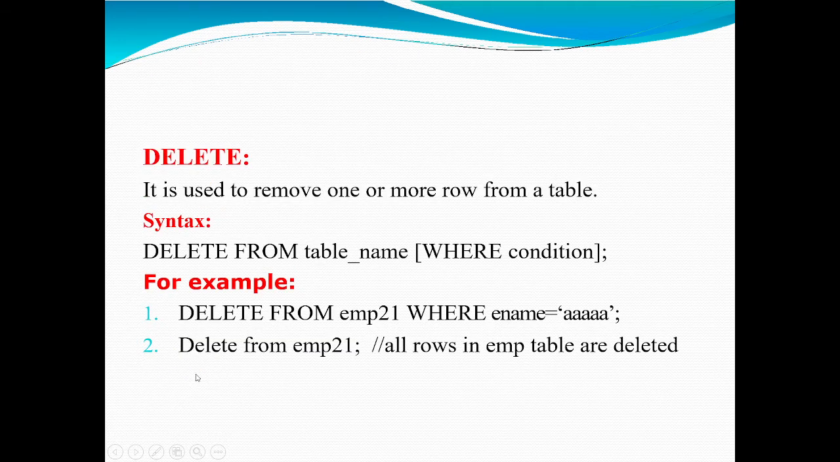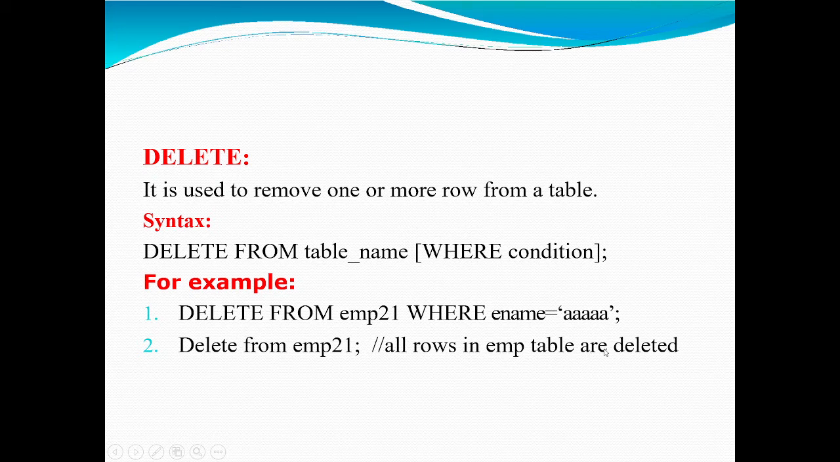Now let us look at the last DML command, that is the delete command. This delete command helps us to remove one or more rows from a table. The syntax goes this way: delete from table name, where condition is an optional one. Look at the first example: delete from EMP21 where ename is equal to AA. Only one row whose name contained AA got deleted. Now let us look at the second example: delete from EMP21. This means all rows that I have specified under this employee table are deleted.